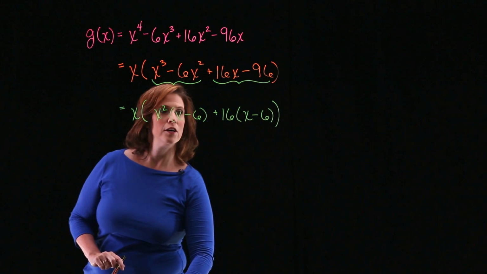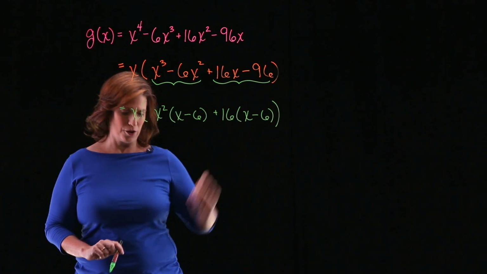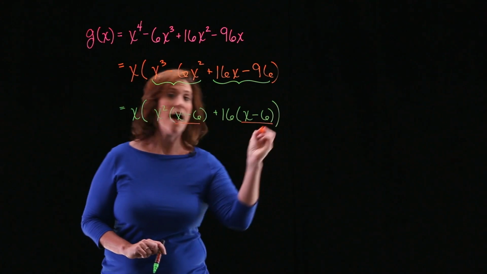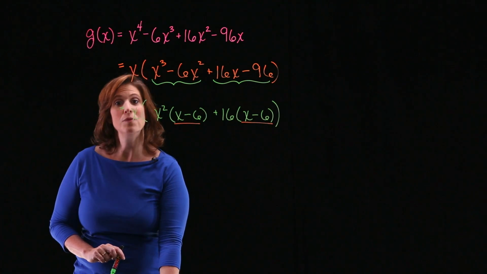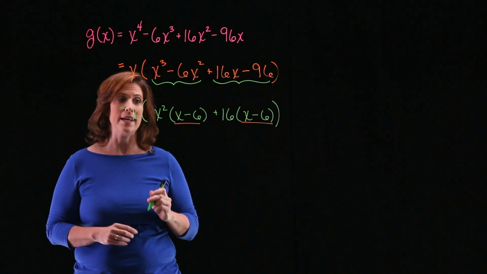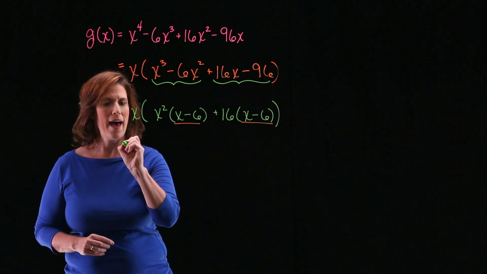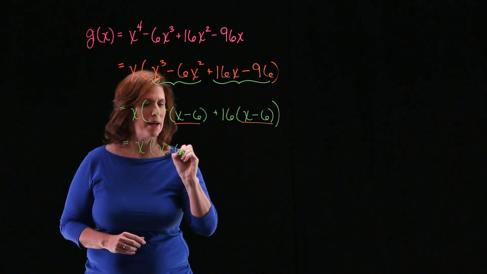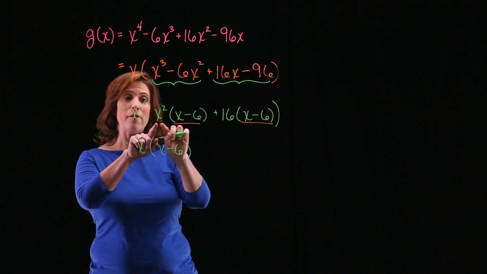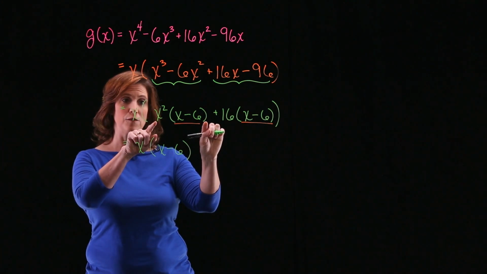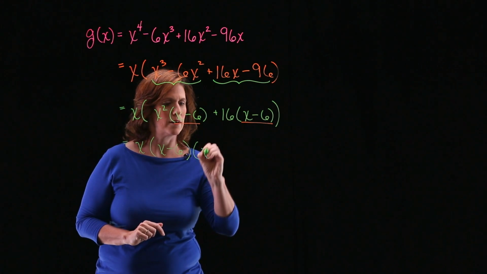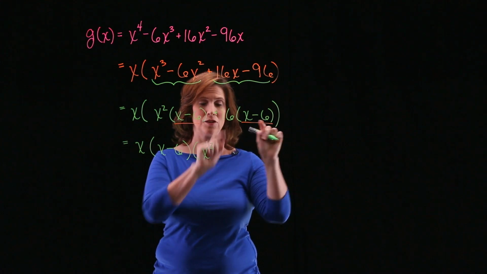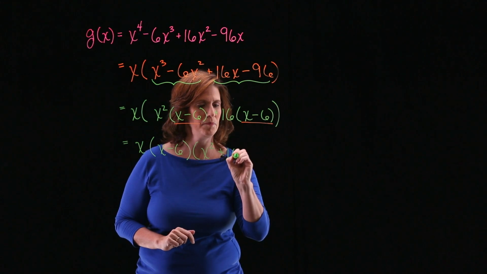Now, I have two complicated terms, both of which have an x minus 6 in them. So now I can factor out the quantity x minus 6. So I'll have x times the quantity x minus 6. Now what's left after I take an x minus 6 out of this first term? An x squared. And what's left after I take x minus 6 out of my second term? 16.